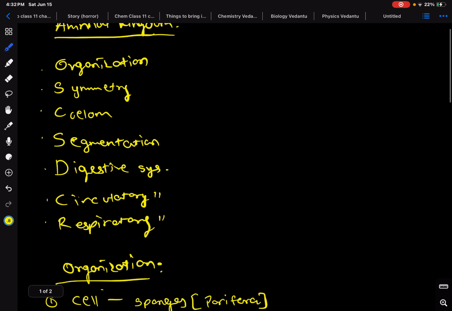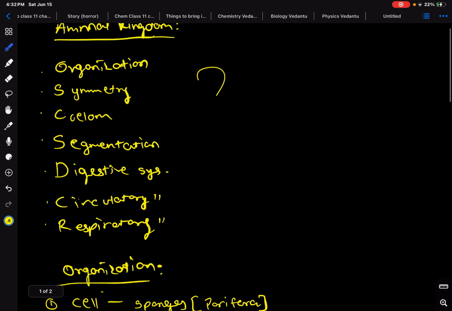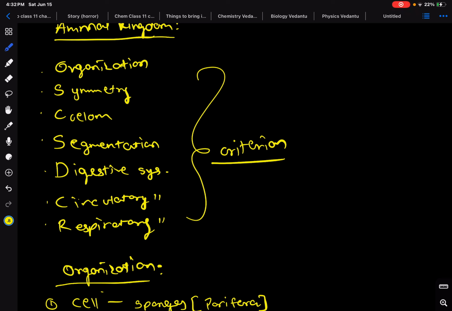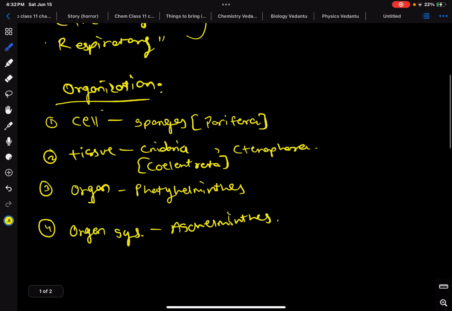So O stands for organization. We have 4 types of organization. All of these are criteria, or the basis on how we classify these organisms. Now we are talking about animals, so these are the basis on how we classify these animals. So the first is organization.